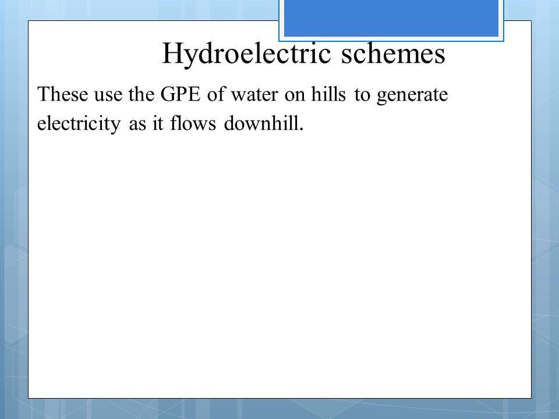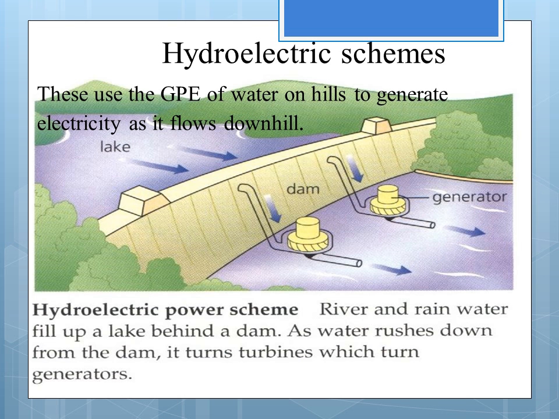You could have hydroelectric schemes, and these use the GPE of the water, so it has a height, like a hill, and it's going to generate electricity as it flows downhill. Here you can see they have a dam building this up, giving it a height, and then they have generators down here to turn the motion into electricity.